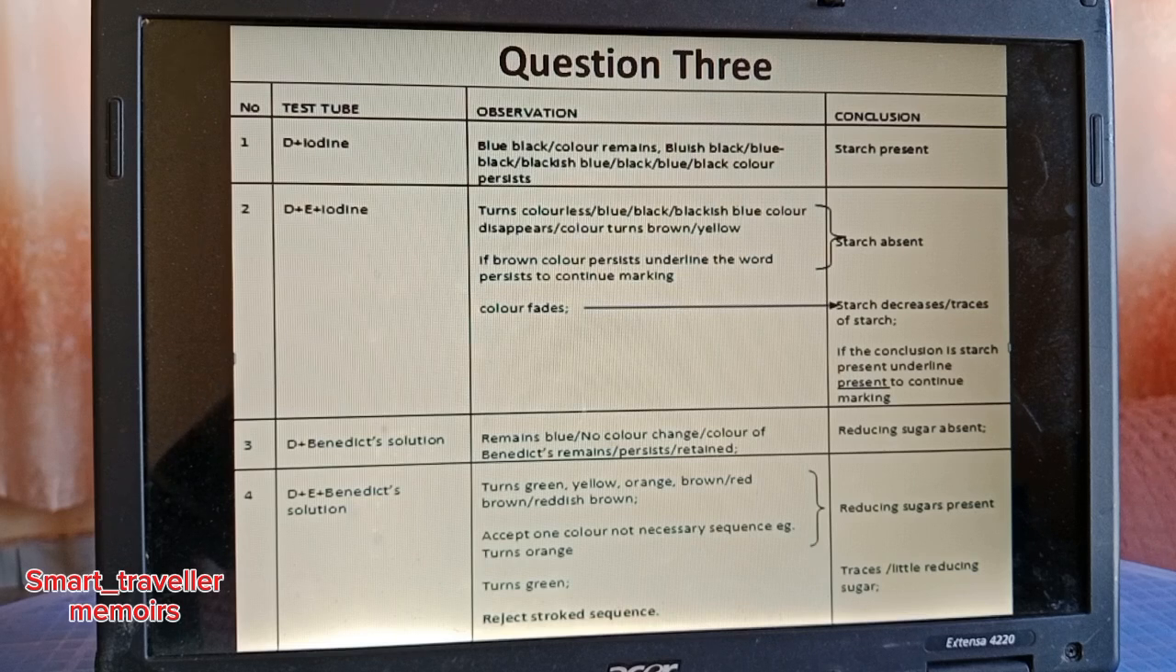Or color fades, starch decreases or traces of starch. Number 3 remains blue, reducing sugar not present. And in test tube 4, it turns green, yellow, orange, brown, or reddish brown, reducing sugars present. But if it turns only green, you conclude that there are traces of reducing sugar.